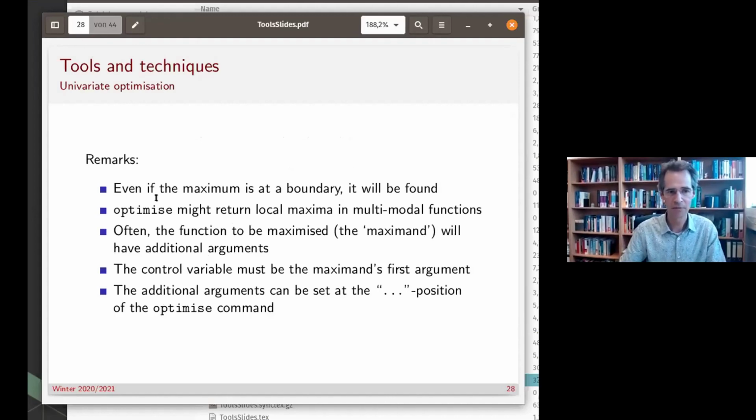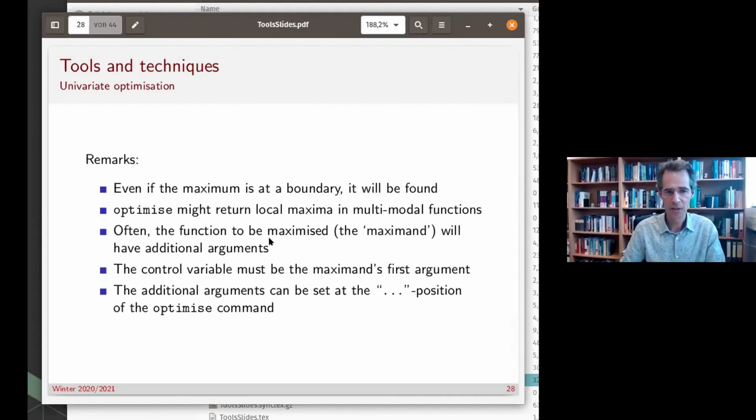So even if the optimum is at a boundary, this algorithm is sure to find that. It might return a local maximum if the function is not unimodal, but has many local maxima. That's of course a problem, but there's nothing you can do about that. So any kind of numerical maximization method will return only local maxima, and you cannot really be sure that it's the global optimum.